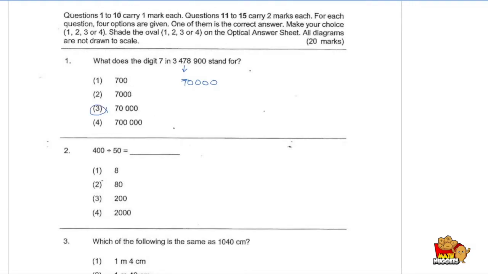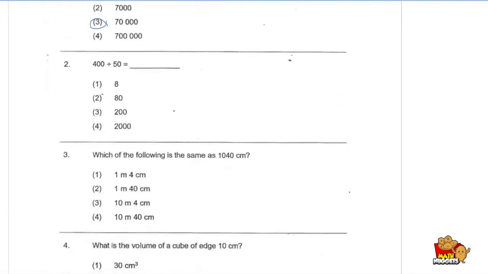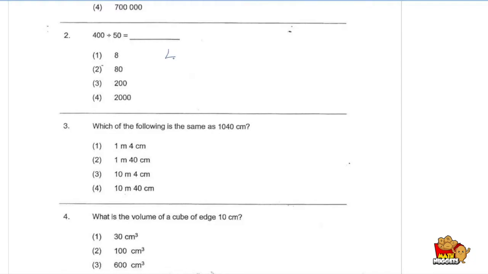Question 2, 400 divided by 50. We can divide by 10 and divide by 10, remove one 0 on each side, so we're left with 40 divided by 5, which is equal to 8.